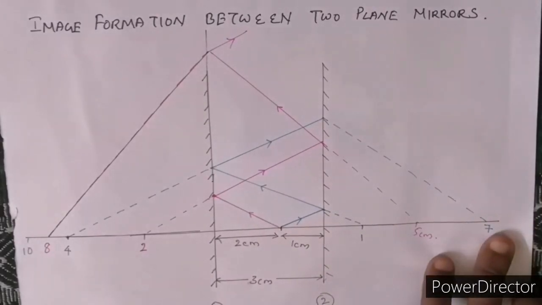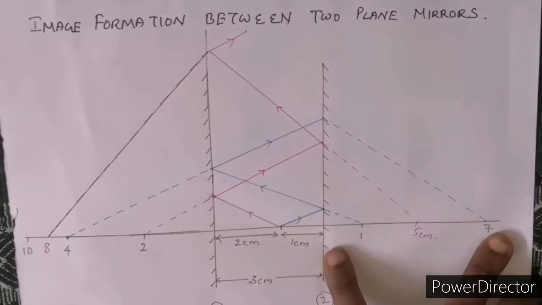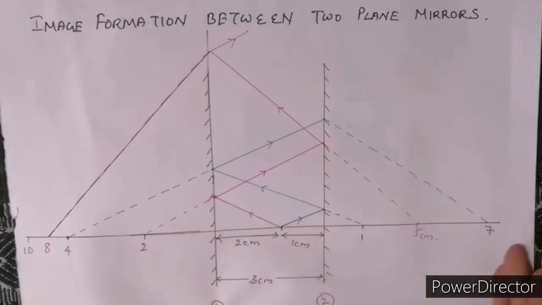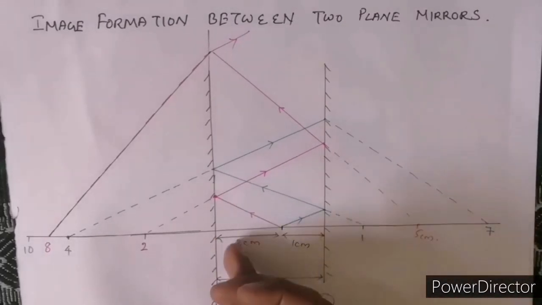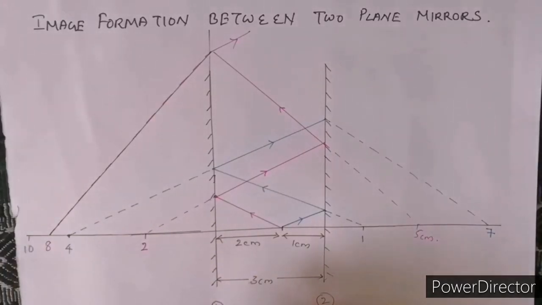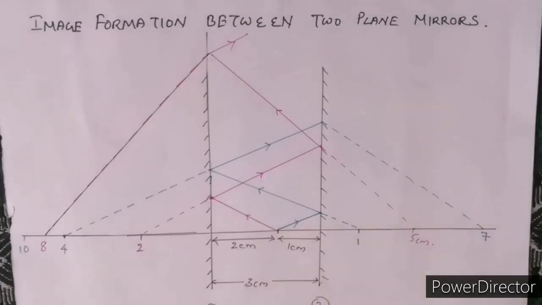And this 7 cm image from the second mirror acts as the object for the next image produced in the first mirror, so the distance between the object and the mirror will be 7 plus 1 plus 2, which is 10. So we are getting the next image for this first mirror at 10 cm. So this is how image formation happens in parallel mirrors.